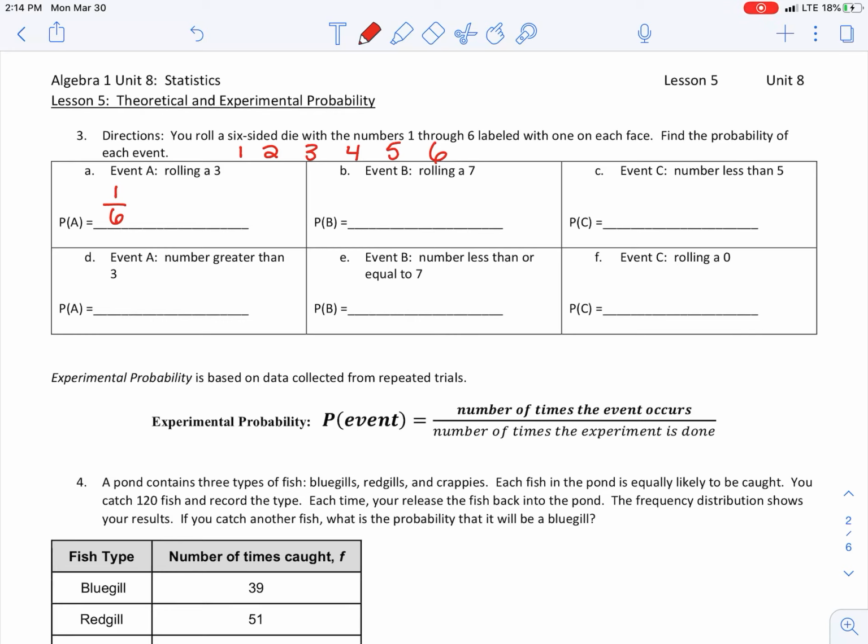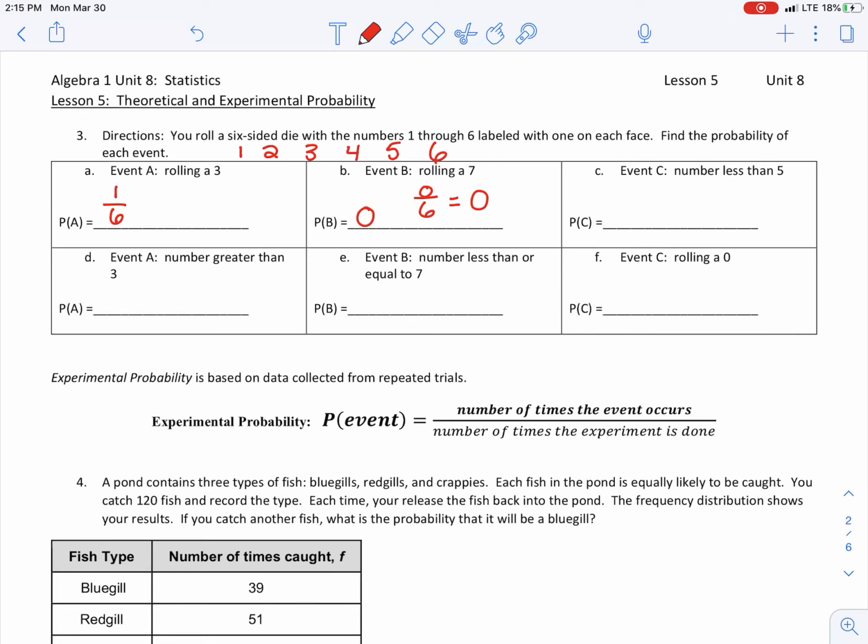Okay. Then it says event B, you want to roll a 7. Well, if you look at your possible outcomes, is there a 7 there? And there's not. So if you wanted to roll a 7 on a 6-sided die, that's impossible. You can't do that. So that's going to be a probability of 0. You could say 0 out of 6, but that still just gives you 0 whenever you reduce.